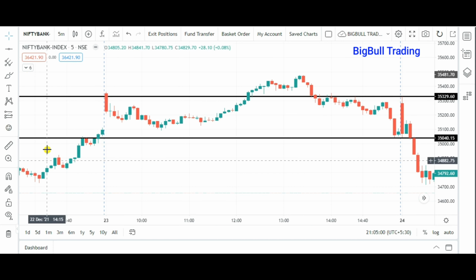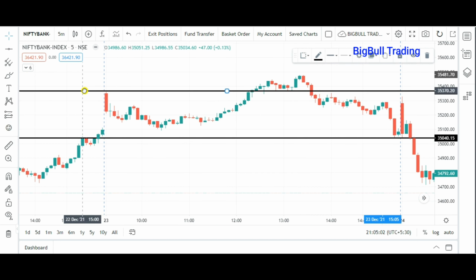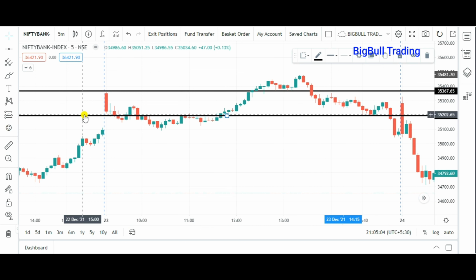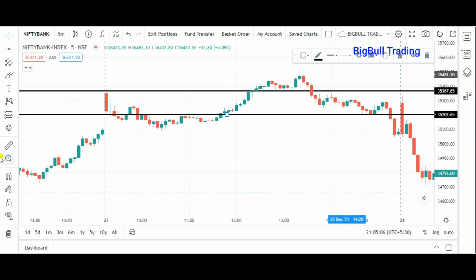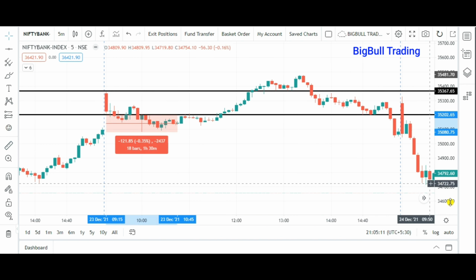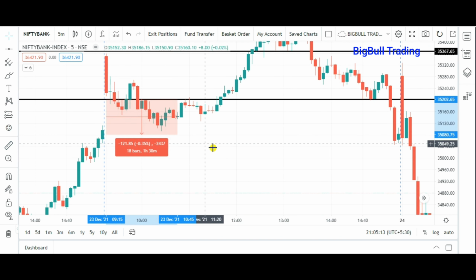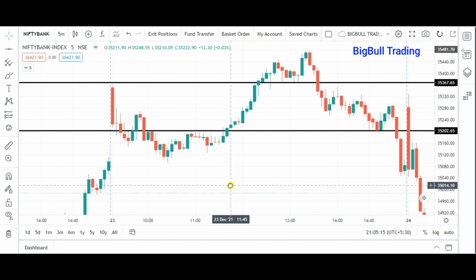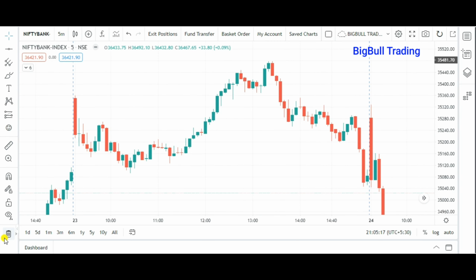Again on the 23rd, if you mark the first 5 minutes candle and take the entry from here till the low, it's 121 points. So this is 121 points, which means you will get around 30% profit in your options trading.